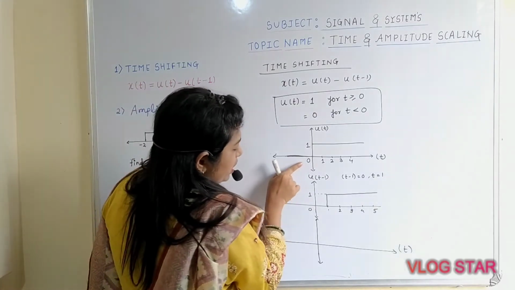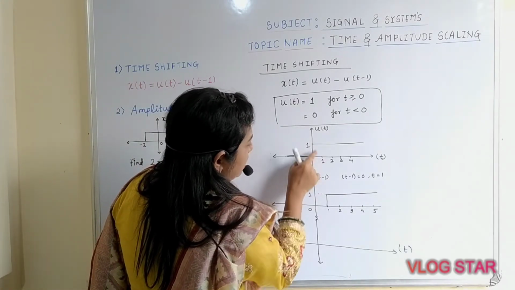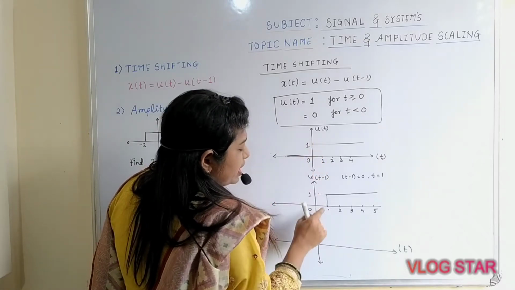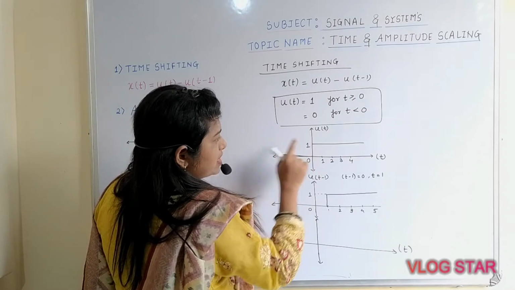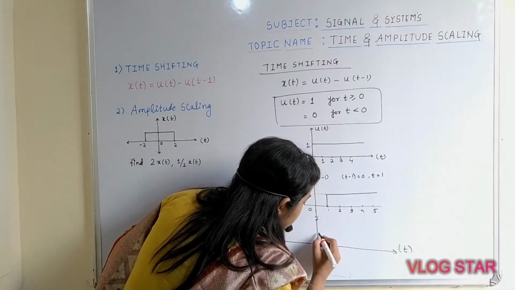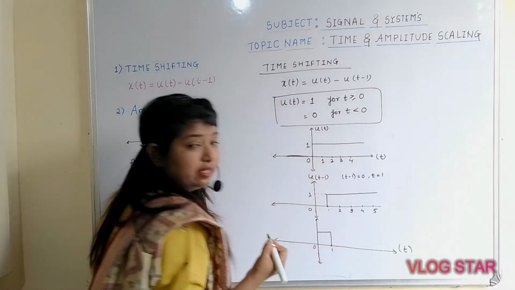Now please pay attention over here. From 0 to 1 the amplitude of the first signal is 1. From 0 to 1 the amplitude of the second signal is 0. So we need to perform the subtraction. So it is 1 minus 0. What you will get from 0 to 1? The signal is like this.